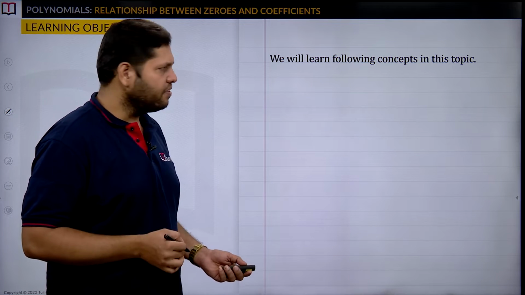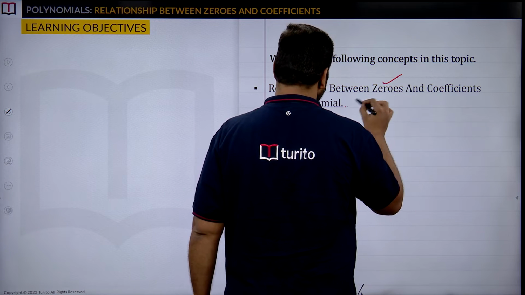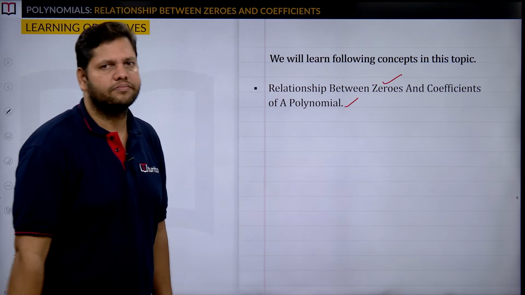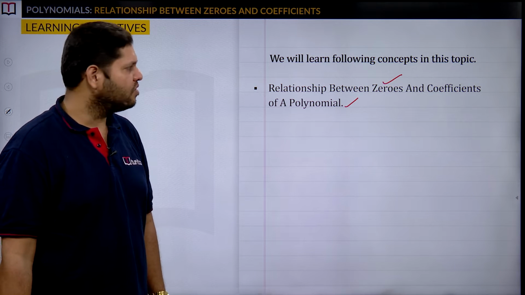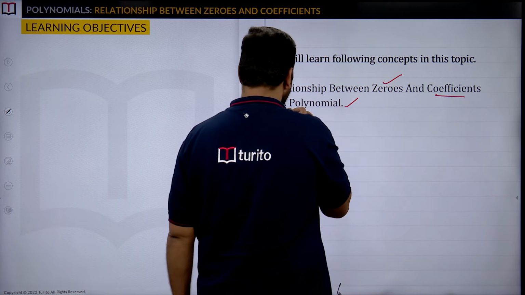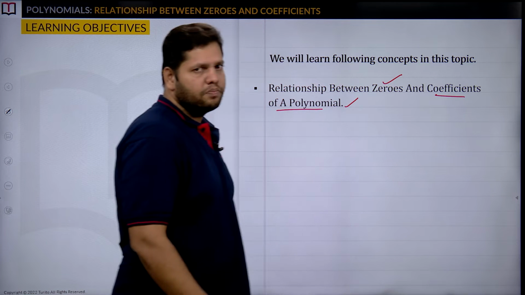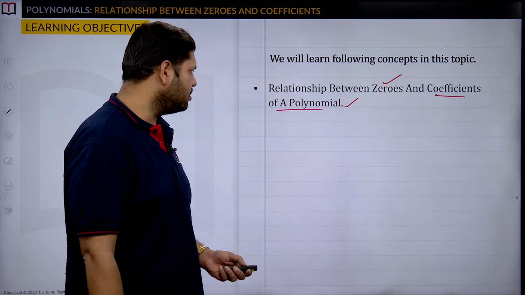So what are we discussing in today's class? The relationship between the zeros and the coefficients of a polynomial. The relationship between the zeros and what, children? The coefficients of the polynomial. So what is the relation between zeros and coefficients of the polynomial? That is the first thing, children.